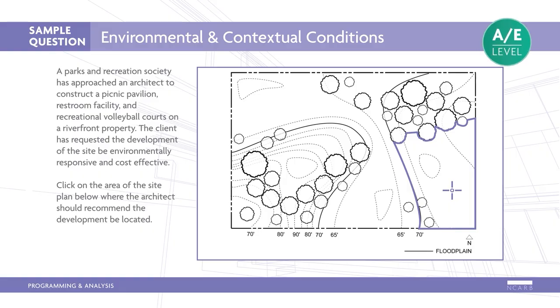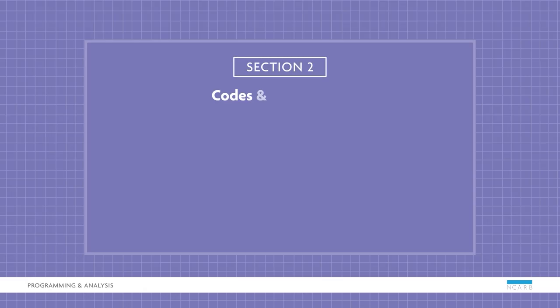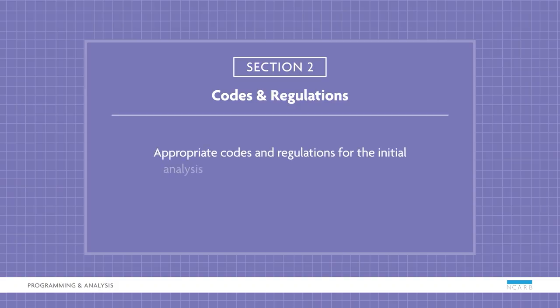This is an AE level item requiring you to evaluate the existing site constraints to determine which areas of the site may inhibit development. You must also determine which areas of the site present design opportunities that fulfill the client's requirements. In the Codes and Regulations section, you'll focus on the appropriate codes and regulations for the initial analysis and programming phase of a project. Let's look at a sample question.